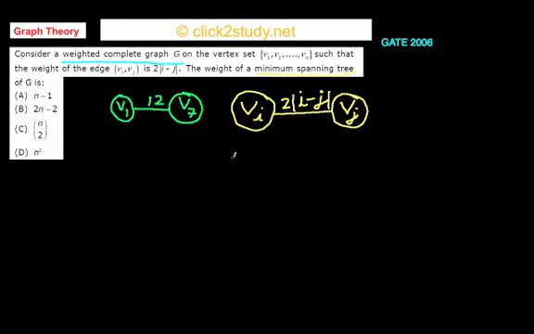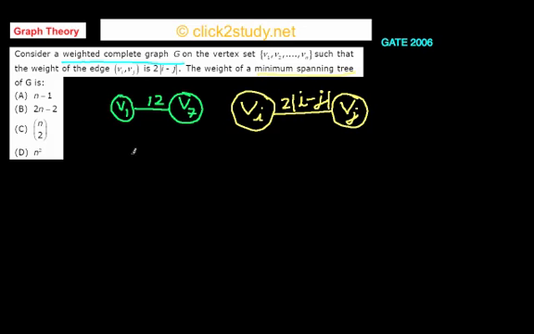So what is a minimum spanning tree? A minimum spanning tree is a tree that includes every vertex in the graph, with the condition that the total weight of those edges should be minimum. There are algorithms to find minimum spanning trees: Prim's algorithm and Kruskal's algorithm. We'll use the idea of one of those algorithms to find the weight of the minimum spanning tree in this case.